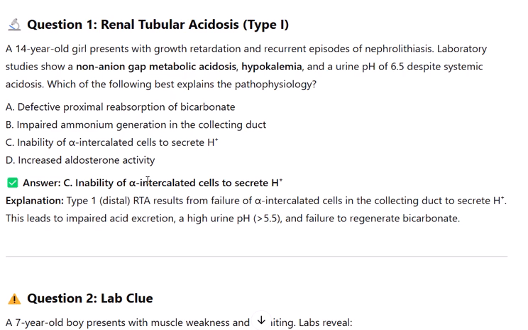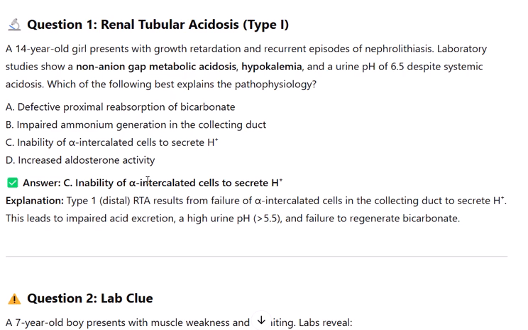A 14-year-old girl presents with growth retardation and recurrent episodes of nephrolithiasis. Laboratory studies show a non-anion gap metabolic acidosis, hypokalemia, and a urine pH of 6.5 despite systemic acidosis. Which of the following best explains the pathophysiology? A. Defective proximal reabsorption of bicarbonate. B. Impaired ammonium generation in the collecting duct. C. Inability of α-intercalated cells to secrete H+. D. Increased aldosterone activity. Answer C.